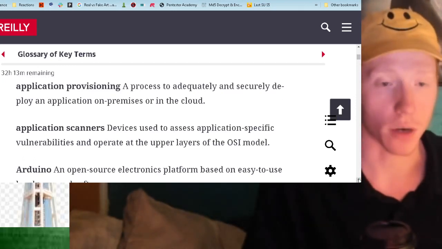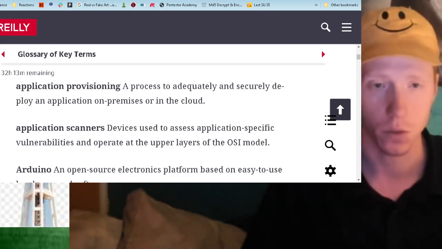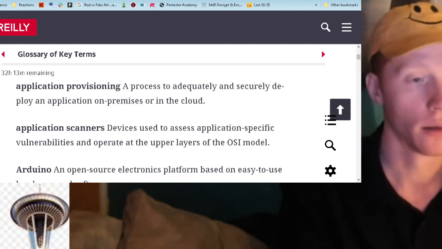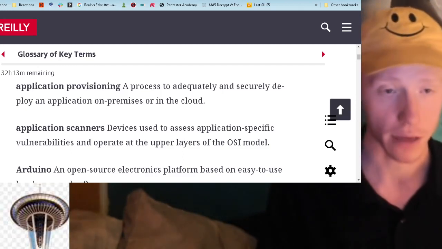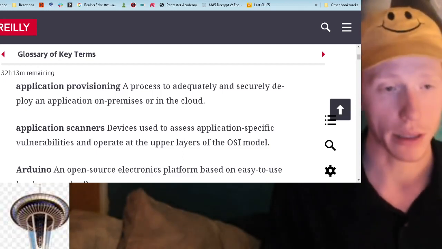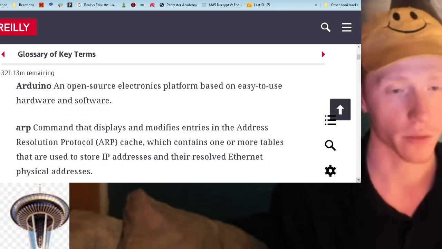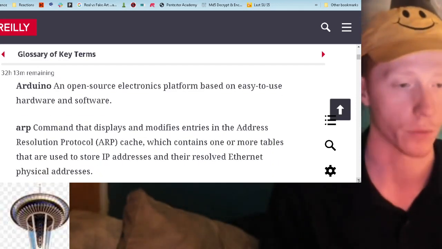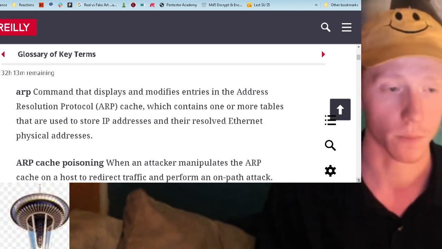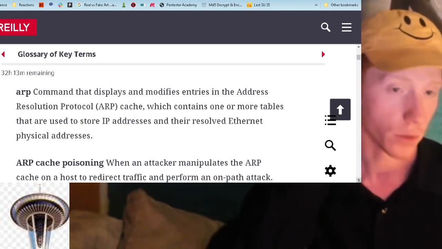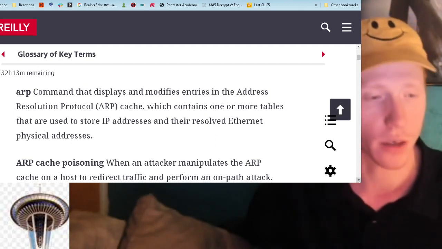Application provisioning is a process to adequately and securely deploy an application on premises or in the cloud. Application scanners are devices used to assess application-specific vulnerabilities and operate at the upper layers of the OSI model. Arduino is an open-source electronics platform based on easy-to-use hardware and software. ARP is a command that displays and modifies entries in the Address Resolution Protocol cache, which contains one or more tables that are used to store IP addresses and their resolved Ethernet physical addresses.